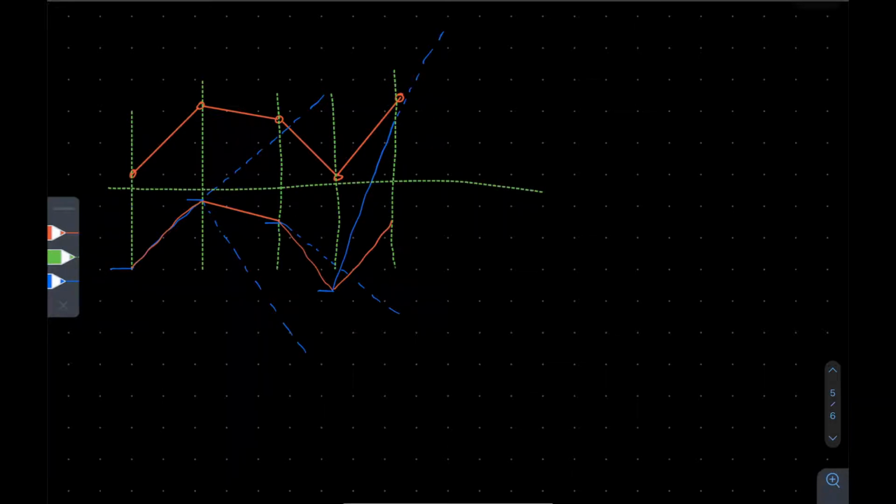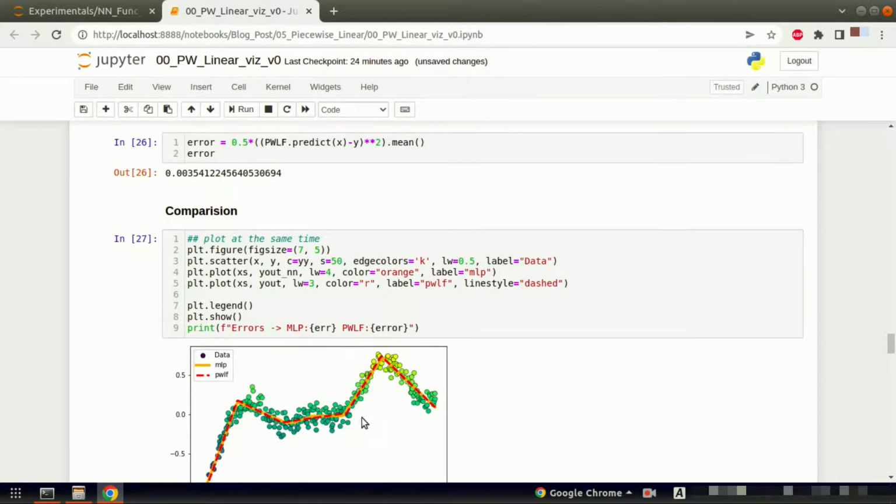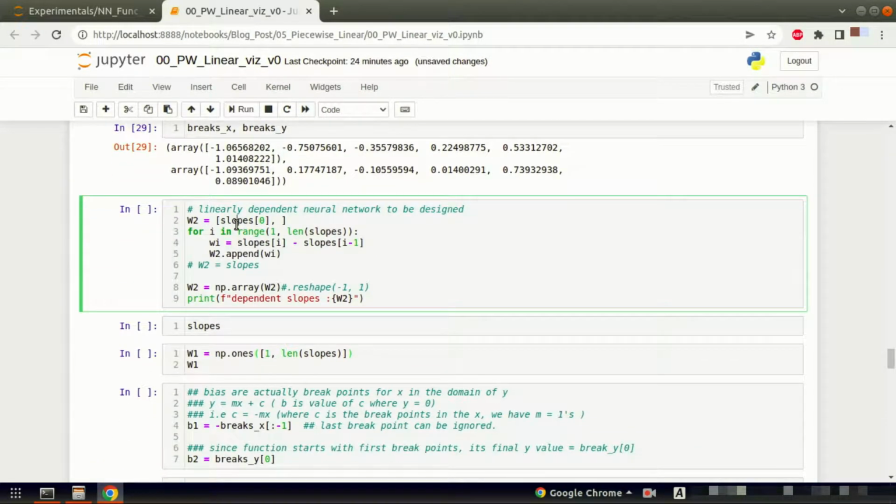The top portion is the piecewise linear function, the bottom portion is the multi-layer perceptron. First, we can simplify the process of constructing the piecewise function as starting from left and going towards right, breaking at each point to generate the next slope. And to do that, we start with the first slope, right? We make the slopes dependent on each other. Initially they are independent and we are making them dependent.